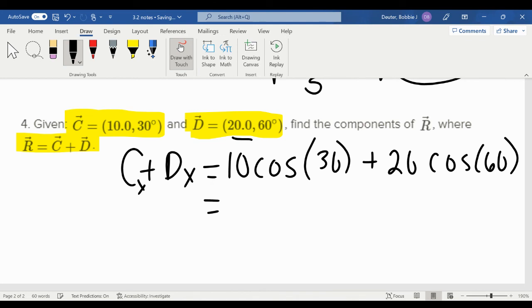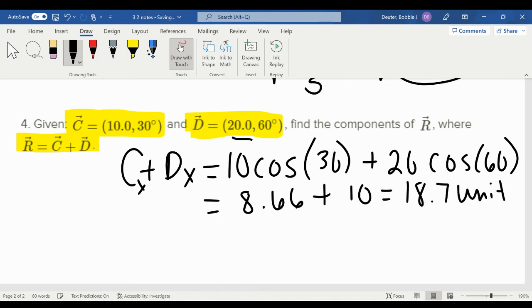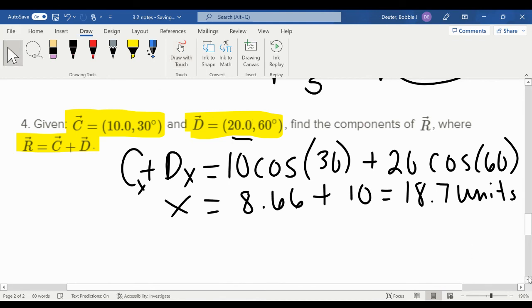So what do we get for this? Our 10 cosine 30 is 18.66 plus our 20 cosine 60 is giving us 10, giving us the correct answer of 18.7 units. This is on the x axis, not the y, just the x. So we do know that we're going to have a y-axis, so we have to now solve for that.